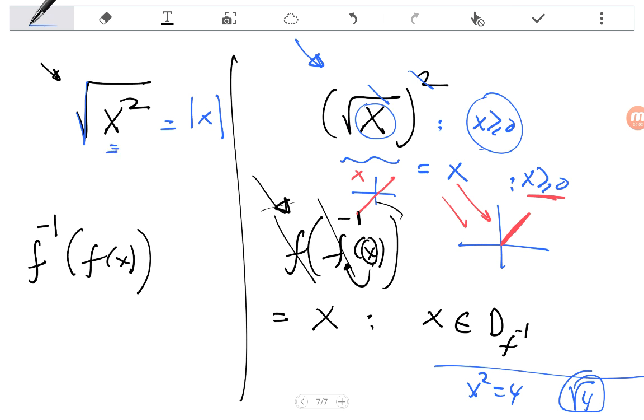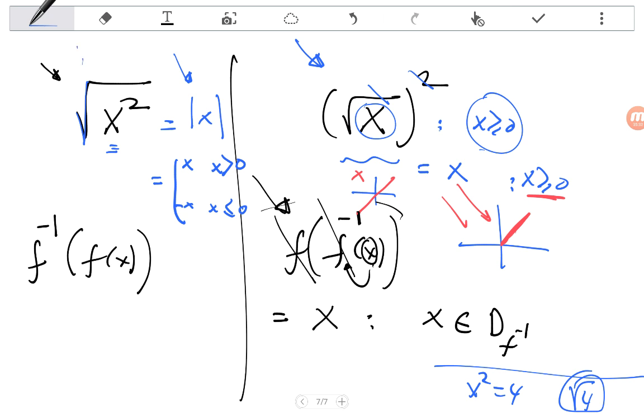Now, let's check this. Do you remember how to write it in another form? Do you remember? We have written the absolute x as x when x is greater than 0 and negative x when x is less than 0. Do you remember this form? This is another form for absolute x.